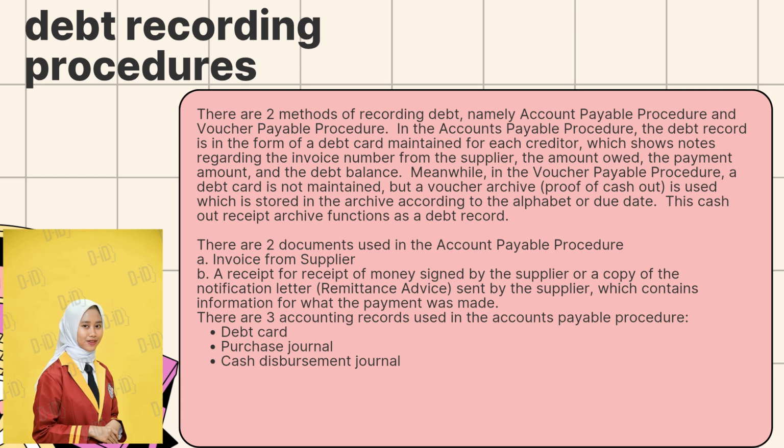There are 2 documents used in the account payable procedure. A. Invoice from supplier. B. A receipt for receipt of money signed by the supplier, or a copy of the notification letter, remittance advice, sent by the supplier, which contains information for what the payment was made. There are 3 accounting records used in the accounts payable procedure: debt card, purchase journal, cash disbursement journal.